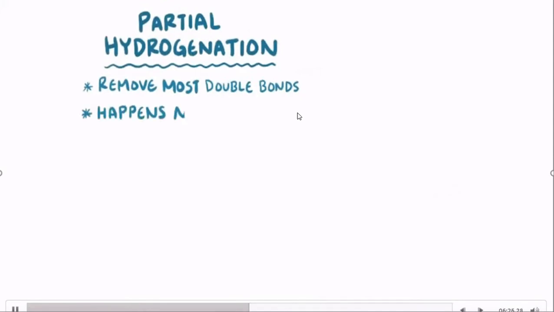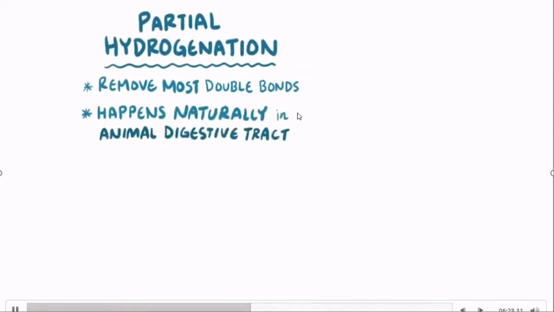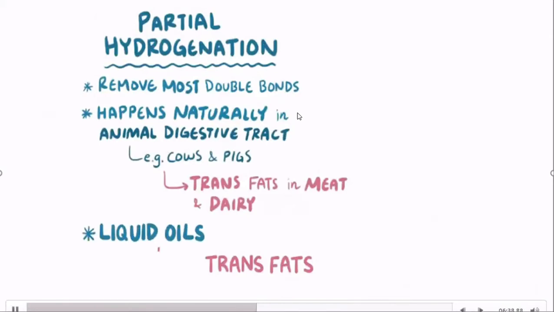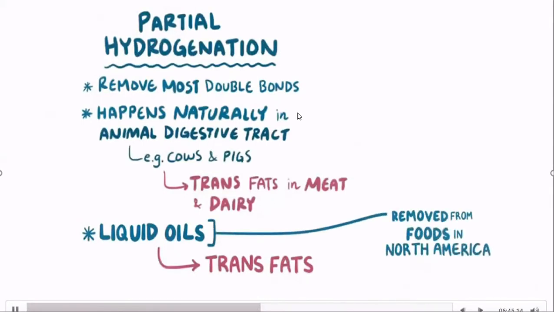Partial hydrogenation is a process that happens naturally in the digestive tract of some animals, like cows and pigs, which is why trans fats can be found naturally in meat and dairy products. Trans fats are also created through the partial hydrogenation of liquid oils, a process that makes them solid. Partially hydrogenated oils have been largely removed from foods in North America and Europe, because trans fats have been associated with coronary heart disease.